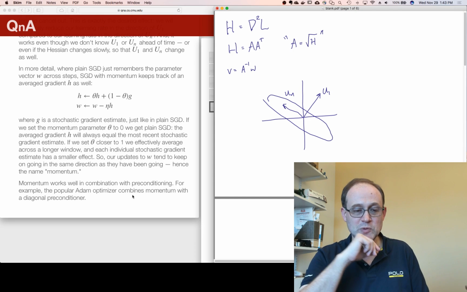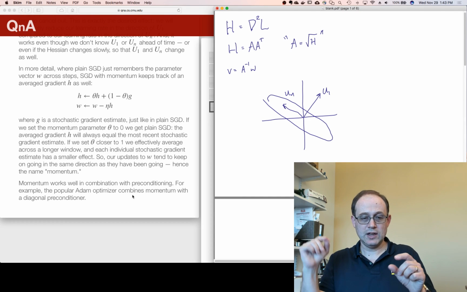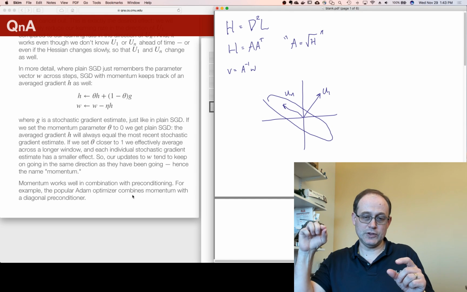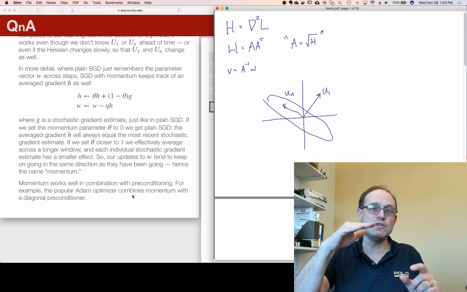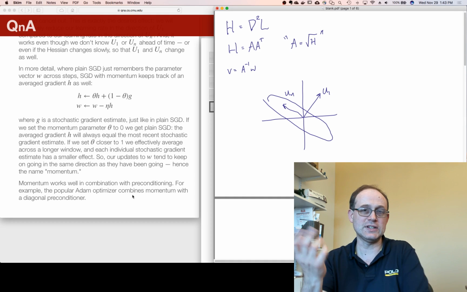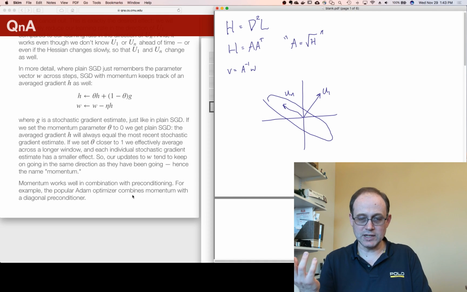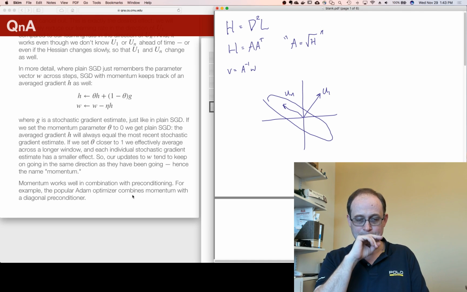And the reason this is called momentum is that if you think about how it's going, you have the direction you're going. Once you build up speed in a given direction, you tend to keep going in that direction, so it's like physical momentum. It's not precisely physical momentum, but it's a metaphor, and so that's why we have that name.